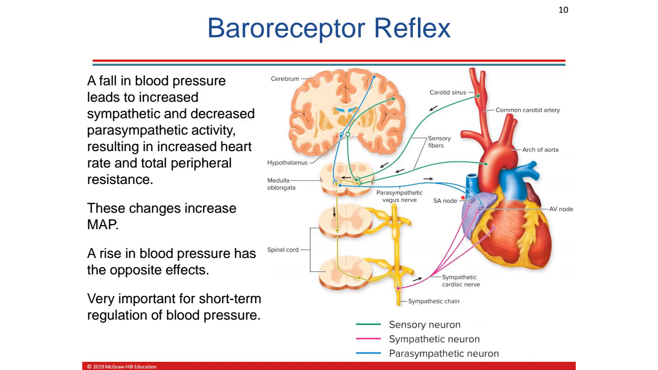Simultaneously, there's a decrease in parasympathetic nervous activity. Now, normally the parasympathetic nervous system slows down the heart rate. So if it's less active, it's essentially like taking the brakes off, allowing the heart rate to increase. So an increase in heart rate will lead to a larger cardiac output, because cardiac output is the product of heart rate and stroke volume.